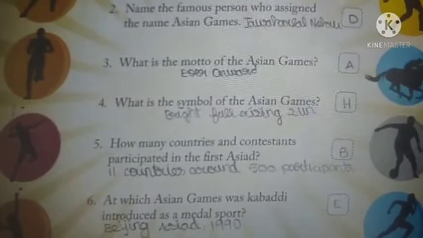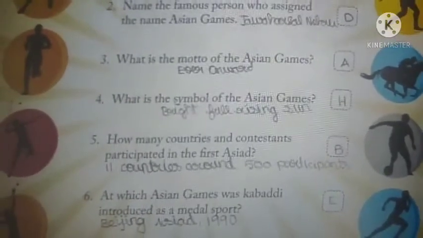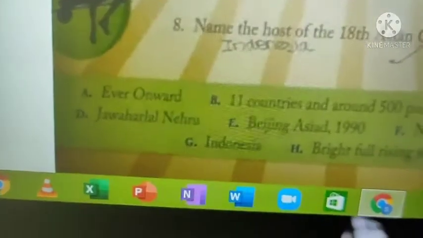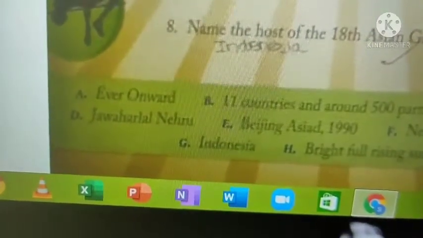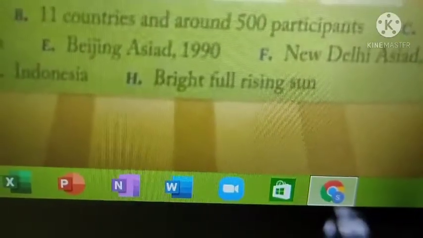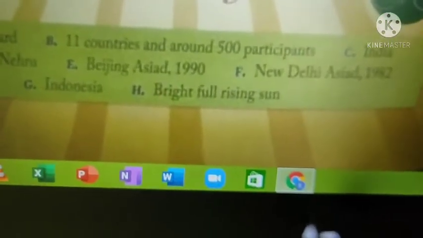Next one. Third one. What is the motto of the Asian Games? Option A. Ever onward. Option A, ever onward. Fourth one. What is the symbol of the Asian Games? Option H. Bright full rising sun.